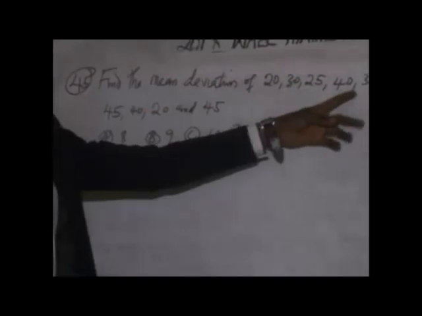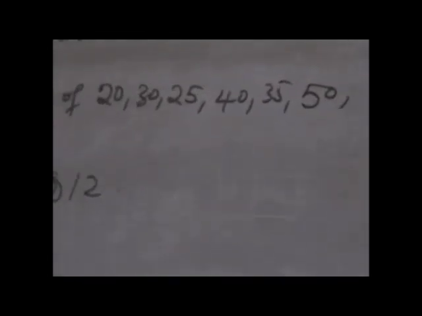Alright, find the mean deviation of 20, 30, 25, 40, 35, 40, 45, 40, 20, and 45. These are the distribution. It says you find the mean deviation. Alright, the first thing you do is to look for the mean. Alright, the mean is the addition of all the numbers.